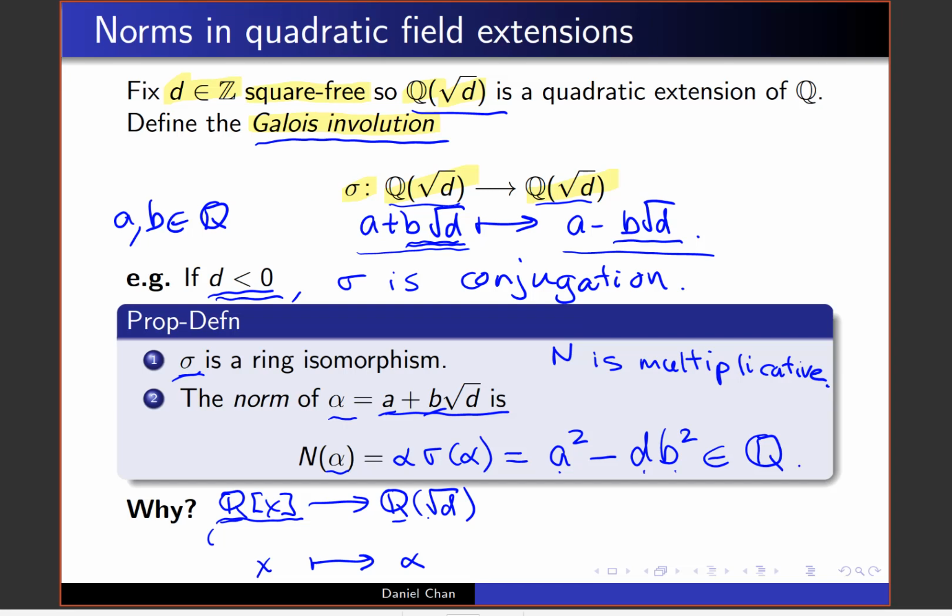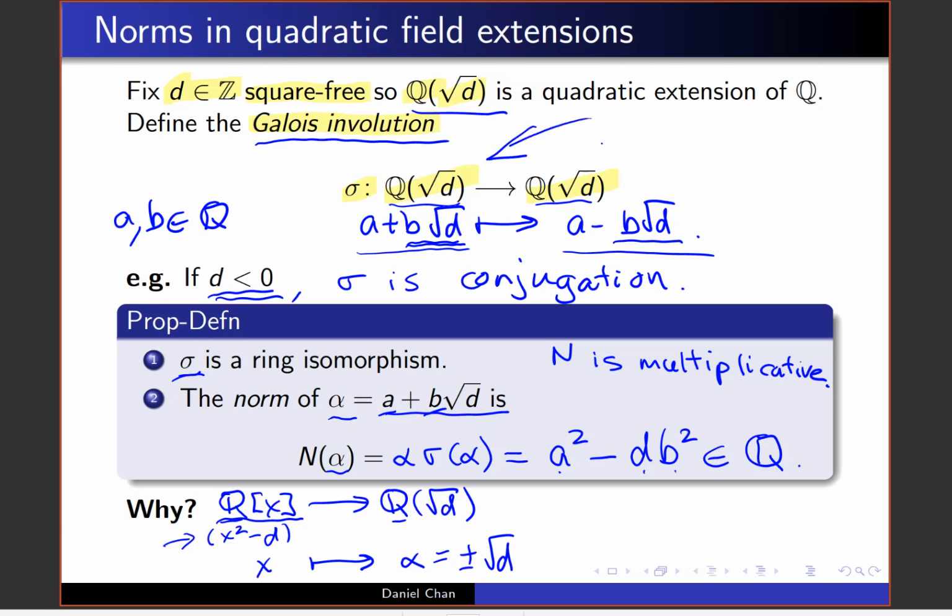And one way to construct a square root of D is you adjoin X, but you make that X satisfy X squared equals D. Okay, so now by the universal property, how do you get a map from Q adjoin X, this polynomial ring, to Q(root D)? If you want to do it to the quotient Q[x] over X squared minus D, you have to send X to something which satisfies X squared minus D equals 0. So alpha equals plus or minus root D.